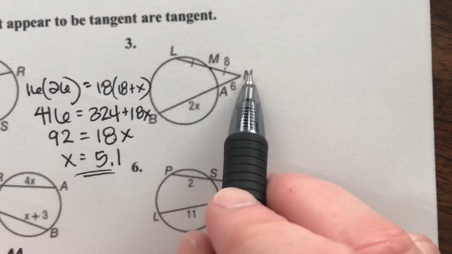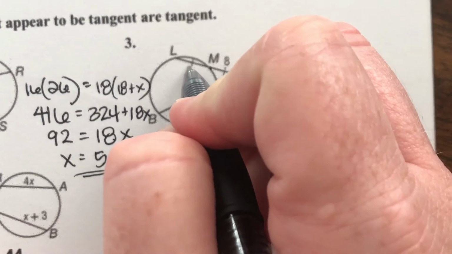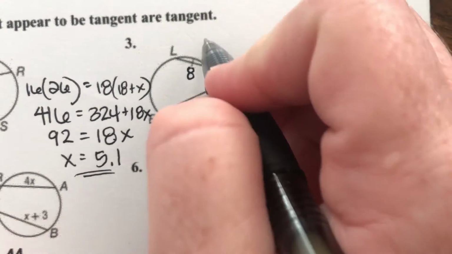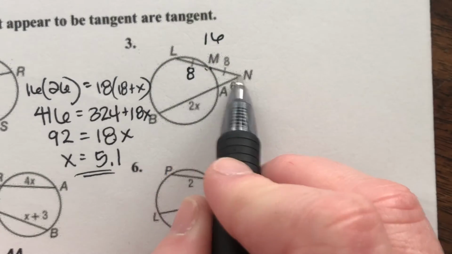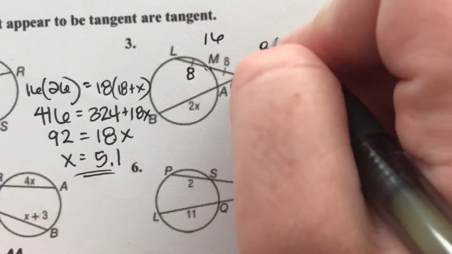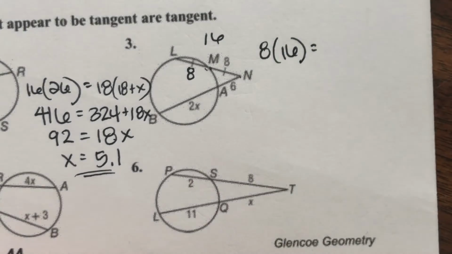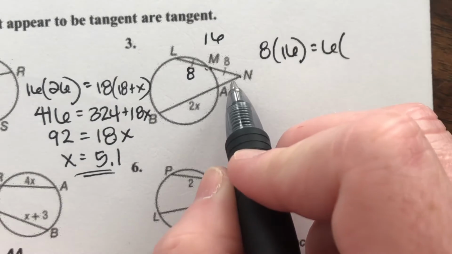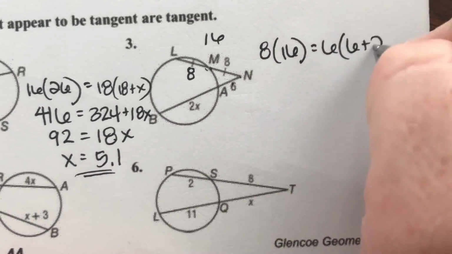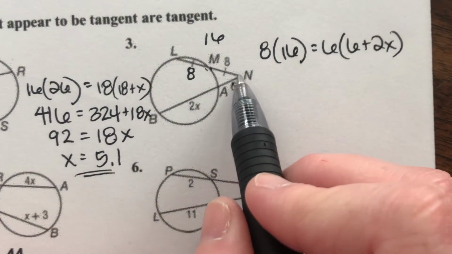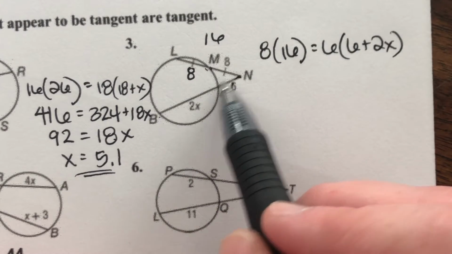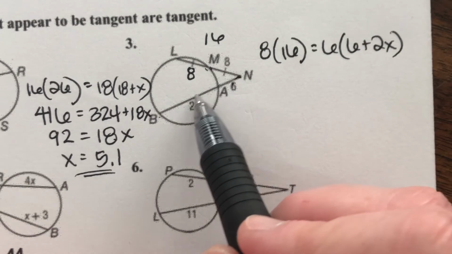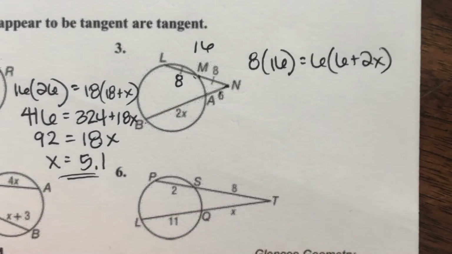Here we have outside times the whole thing. This segment inside is the same length as the segment outside, so the entire segment is 16. So the outside times the whole thing is 8 times 16, and that's equal to the outside times the whole thing, 6 times 6 plus 2x. I'm telling you, don't forget to add these together because it is not the outside times the inside. It's the outside times the entire thing. Okay, so it does get confusing.